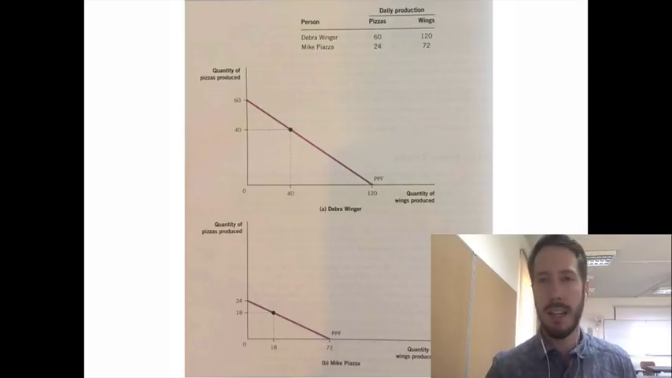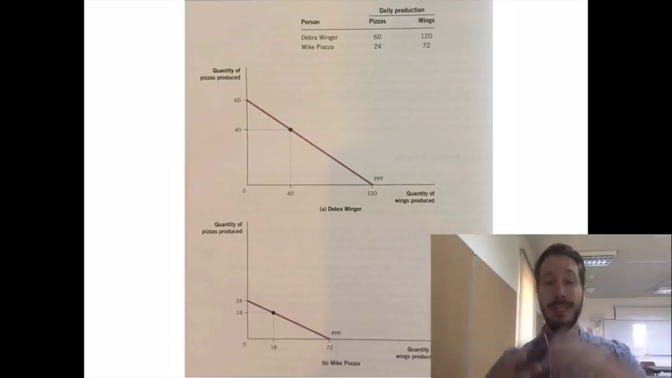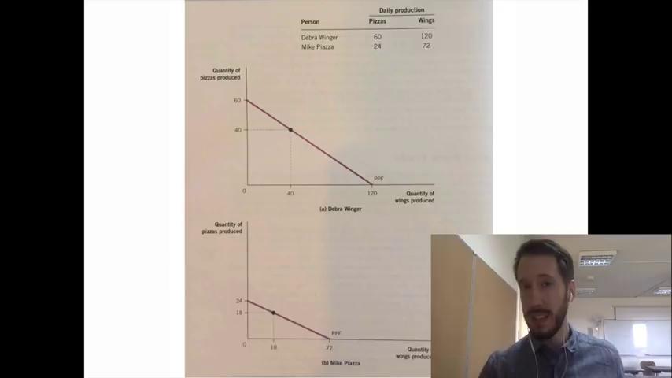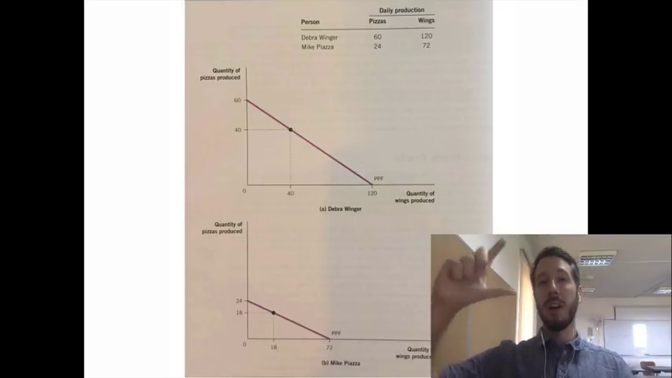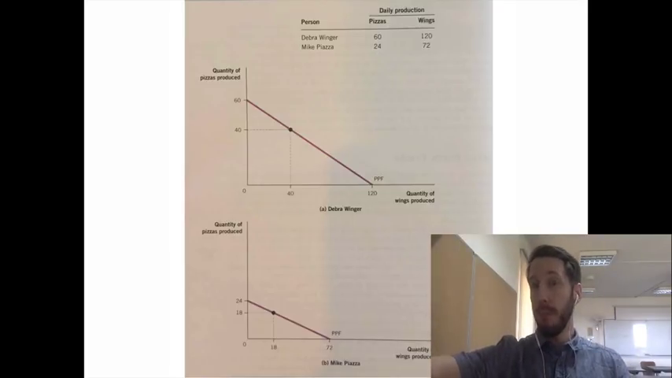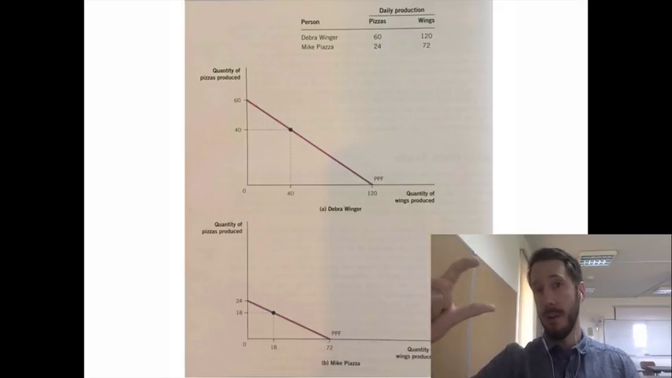Well, how do you do that? All you have to do is divide, and you want to write this down. You want to divide what you're giving up by what you're choosing to focus on.